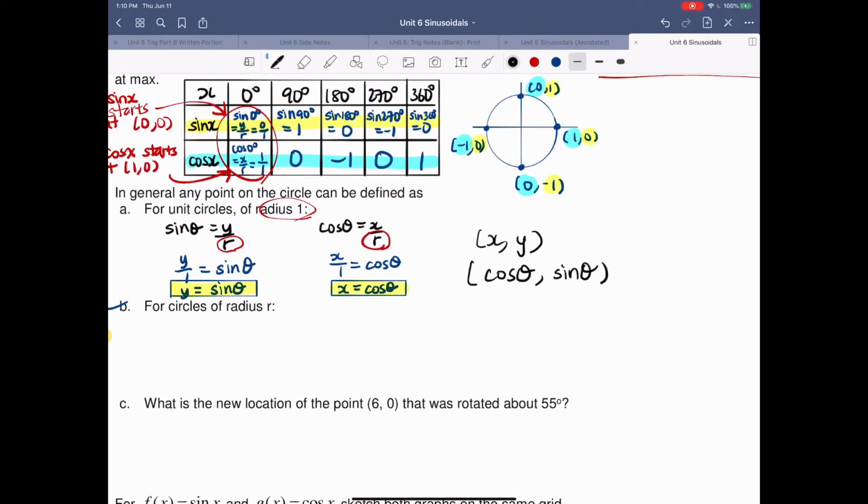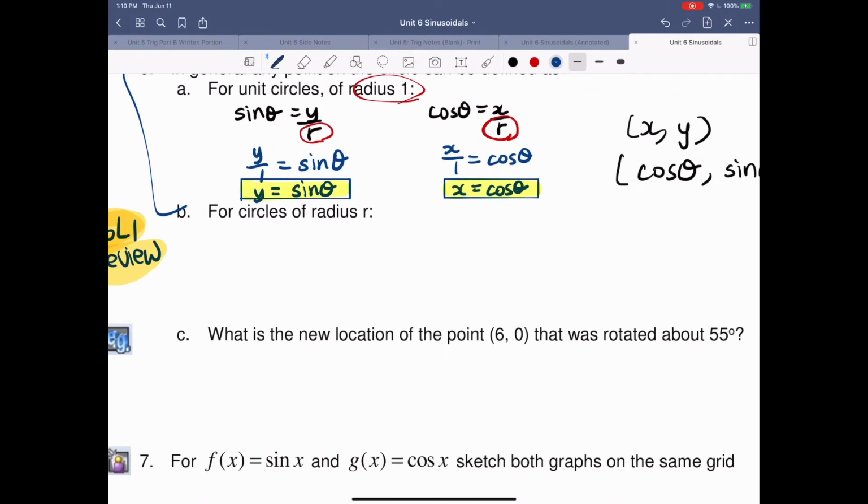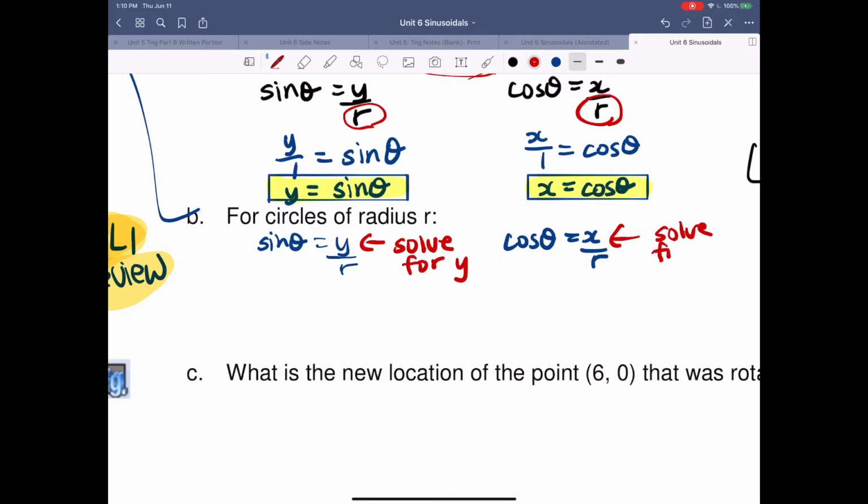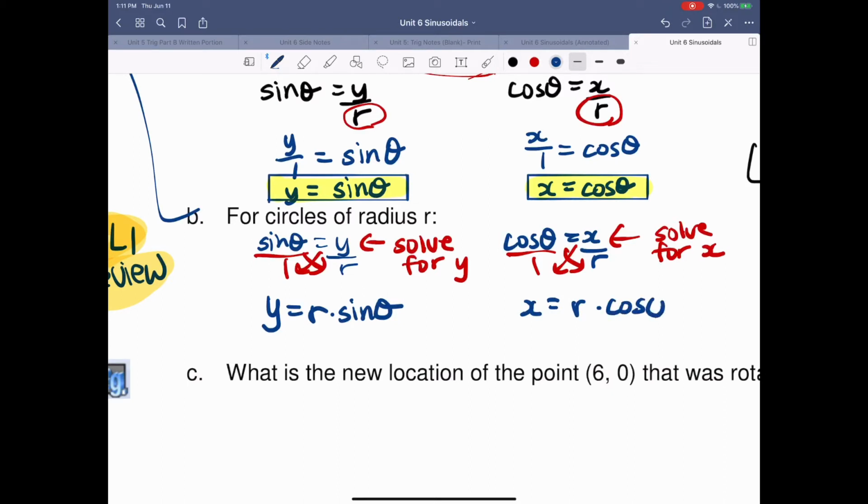For circles of radius r, you're dealing with the same idea. You have the same formula. Sine theta is equal to y over r, and cos theta is equal to x over r. This time you solve for y or solve for x. You would simply do cross multiplication. When you do that, you get y is equal to r times sine theta, and x is equal to r times cos theta.